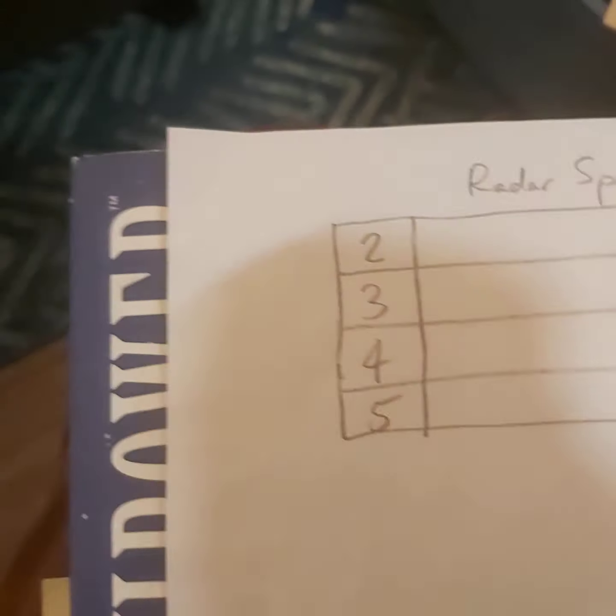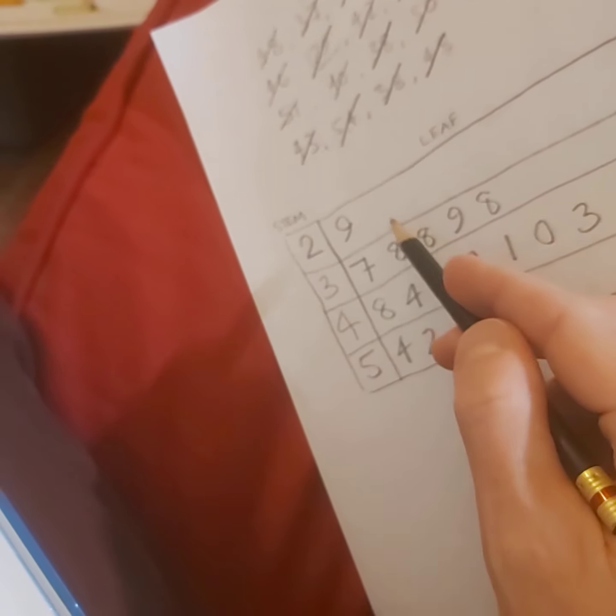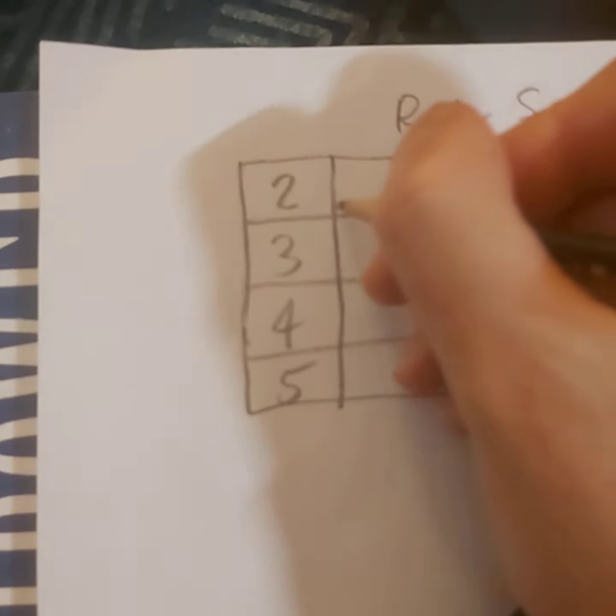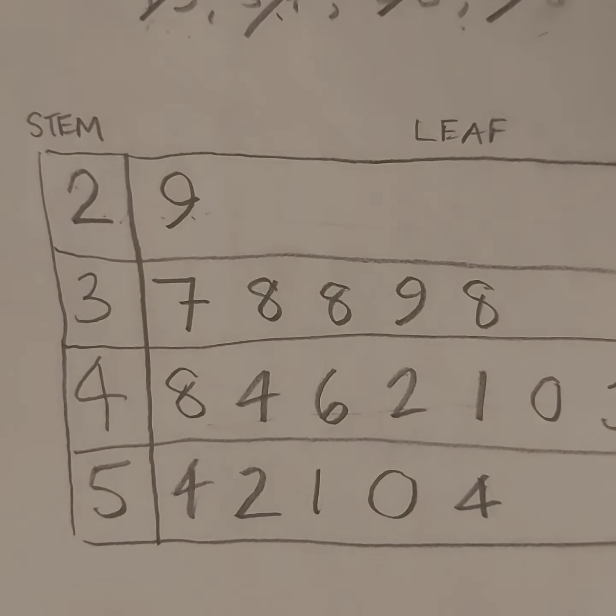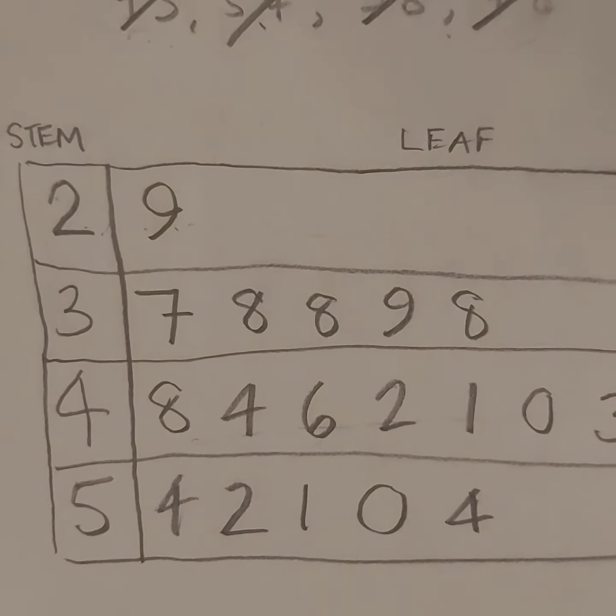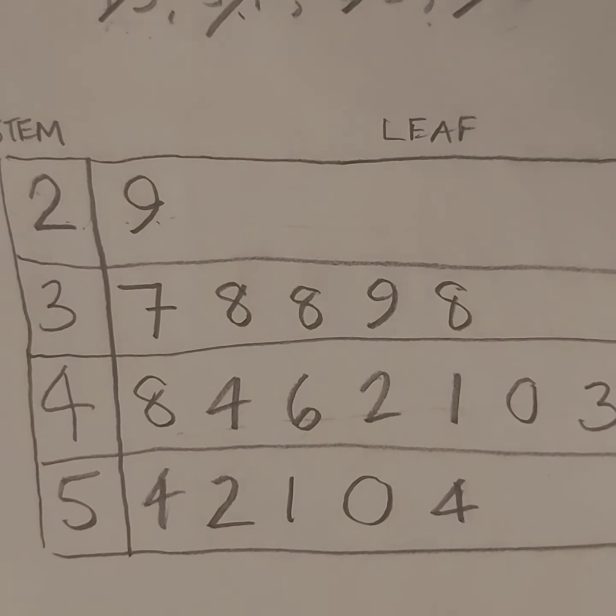Okay, so in the case of the 20s, 29 was the only number represented, so that is going to be the first number and the only number in the 20s. Now when I look at the numbers that occur under the 3 stem, I've got 7, 8, 8, 9, 8. Okay, that's not in numerical order from least to greatest. So I'm going to just make that adjustment and rewrite it. So 7, 8, 8, 8, 9.